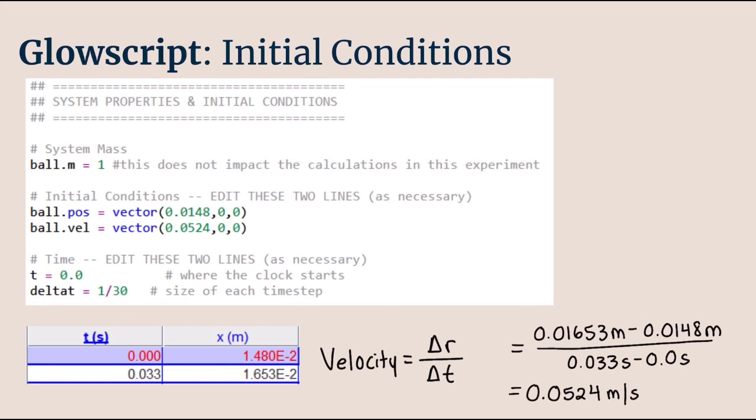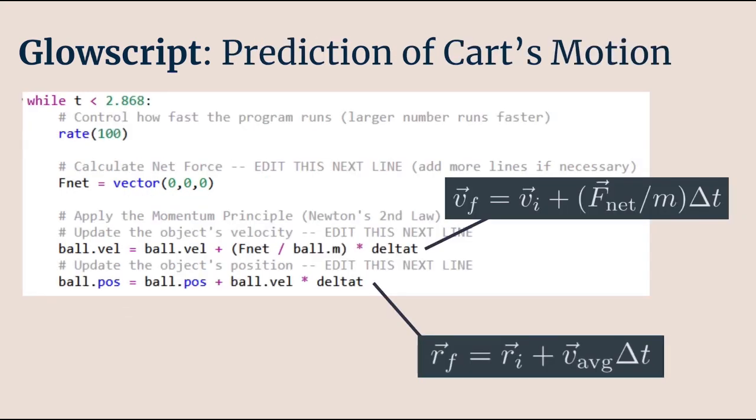As for the object's mass, I didn't edit it as it doesn't impact the calculations of this experiment. And for delta t, the time step in the code is 1 over the frame rate, which I recorded at 30 frames per second, which matches with the time step seen in Tracker. With the initial conditions established, I'm able to implement the formulas previously mentioned in the introduction to update the object's velocity and position.